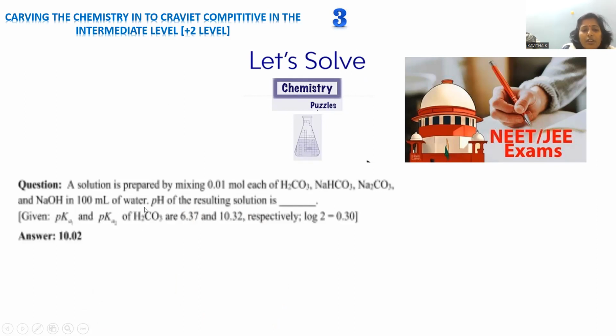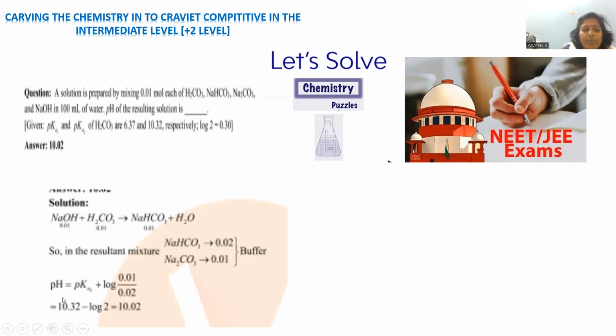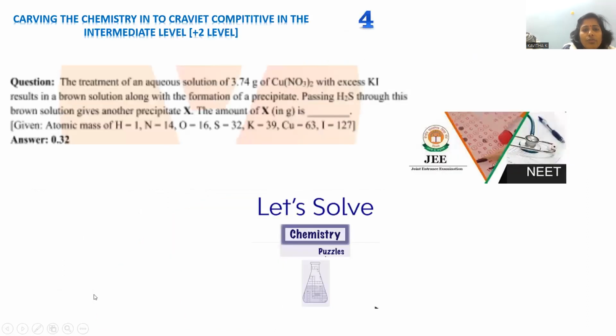So in this mixture, you are going to pick the pH of the solution by using the formula pH is equal to pKa plus log sodium carbonate by sodium bicarbonate concentration. Fine. So this is the way we need to go for the problem.